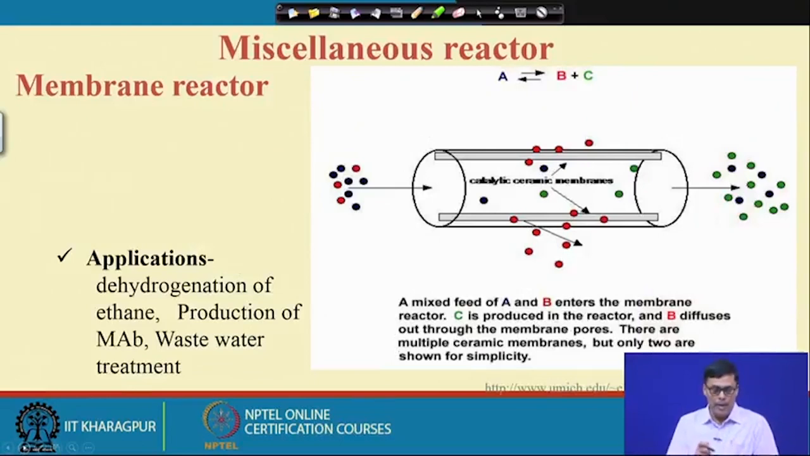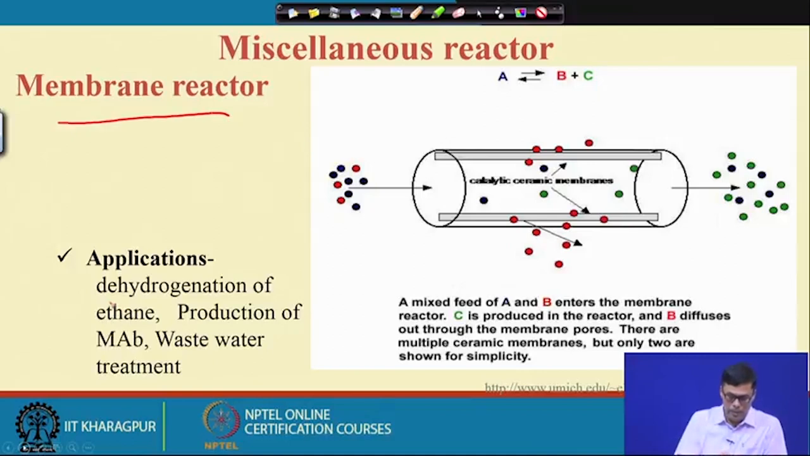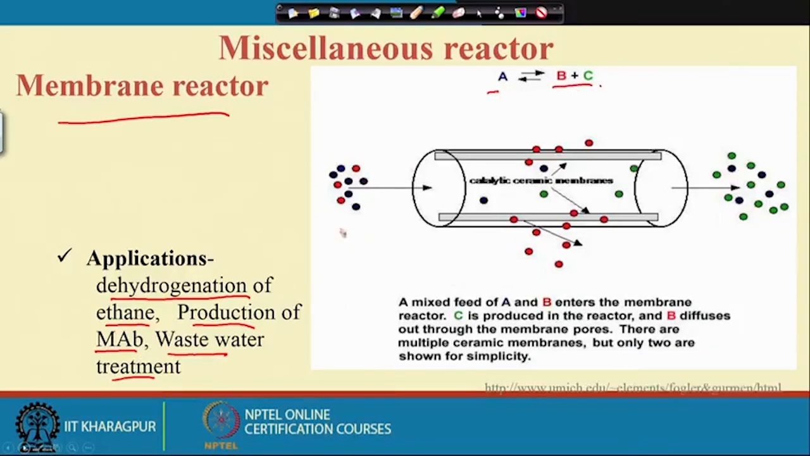Now, another thing we have is the membrane reactor. This is also very important. It is used for the dehydrogenation of ethane, production of monoclonal antibody, and wastewater treatment. Suppose A reacts to give B plus C, so you have different colors here. Due to the membrane, suppose you are interested in the red product, the red color can diffuse out through the membrane pores, and you get the other components from the mainstream.